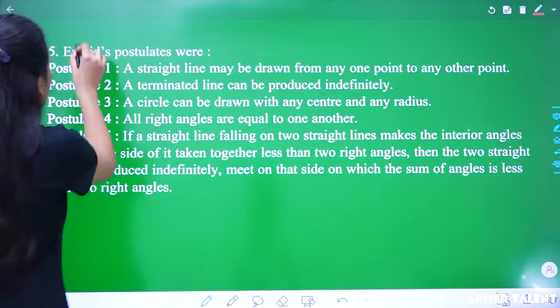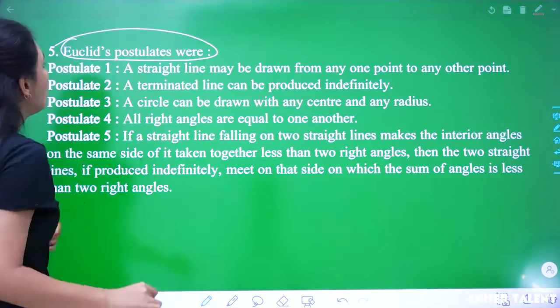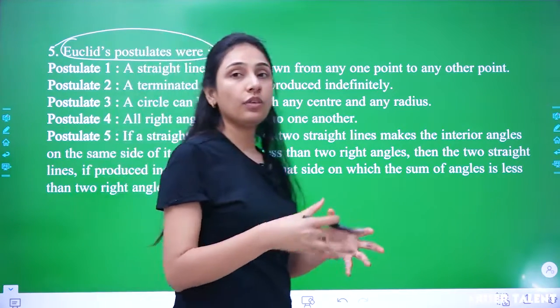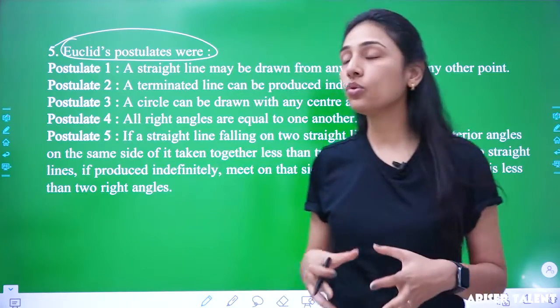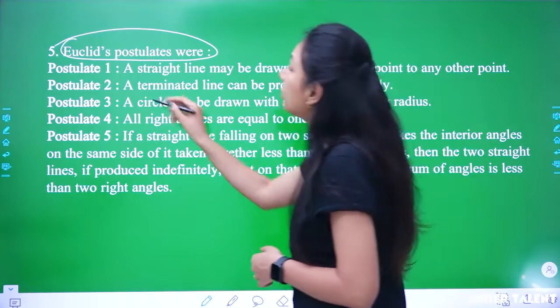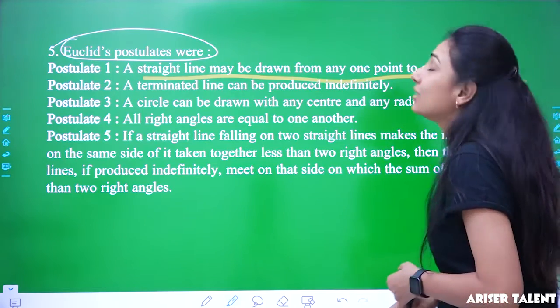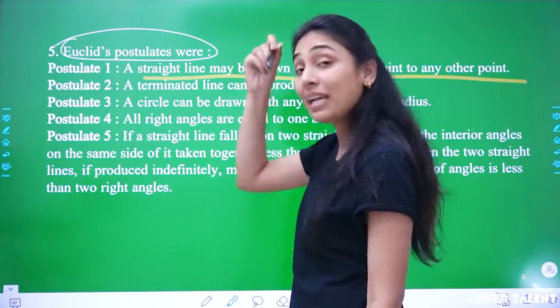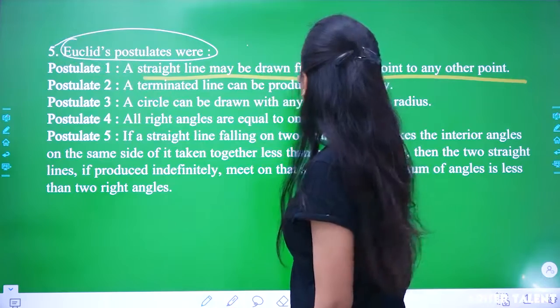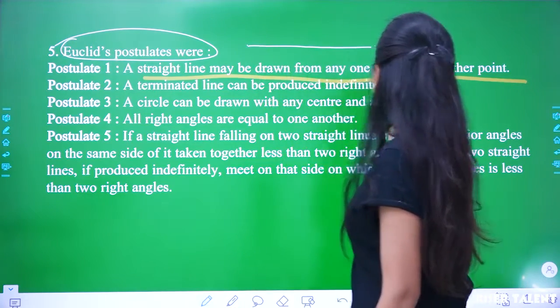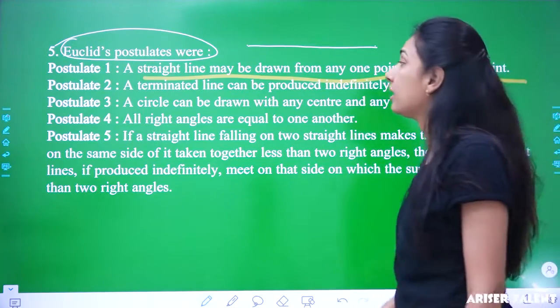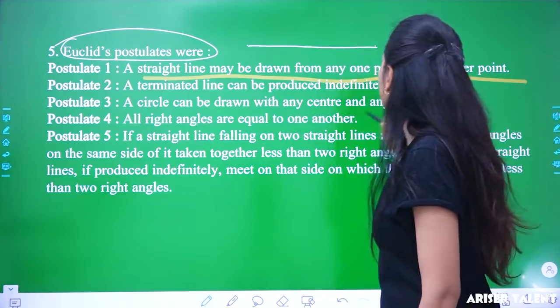Right, the next one is Euclid's postulates. We have gone through the postulates of Euclid. The first one was: a straight line may be drawn from any point to any other point. If this is one point and this is the second point, a straight line can be drawn between these two points. The second: a terminated line can be produced indefinitely.